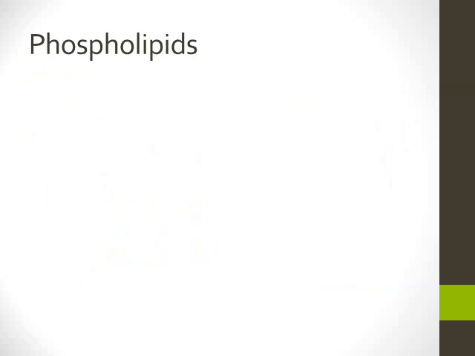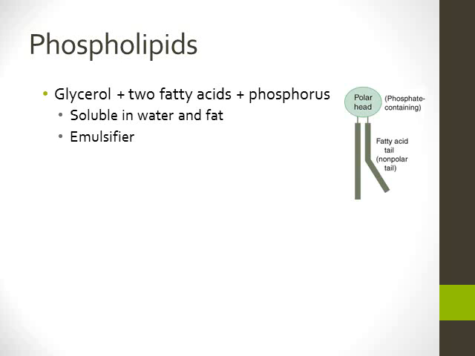So we've covered triglycerides as one of our classes of lipids. One of the other classes was phospholipids. So a phospholipid is made up of a glycerol and 2 fatty acids. So a triglyceride has 3, a phospholipid has 2 fatty acids, plus a phosphorus, and this is all combined with oxygen. So the phosphorus component of the phospholipid really makes the phospholipid soluble in water.